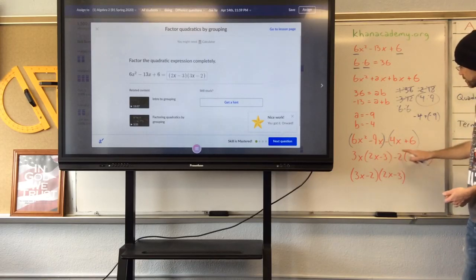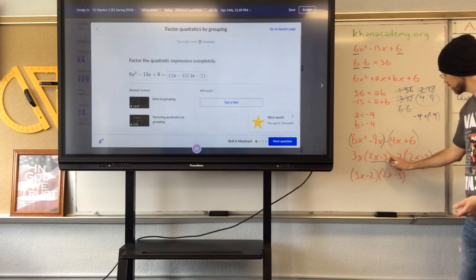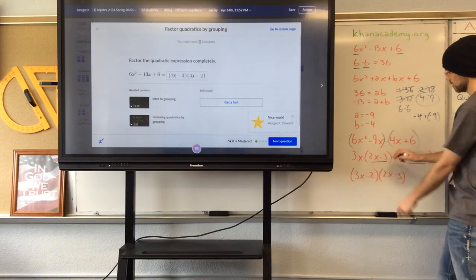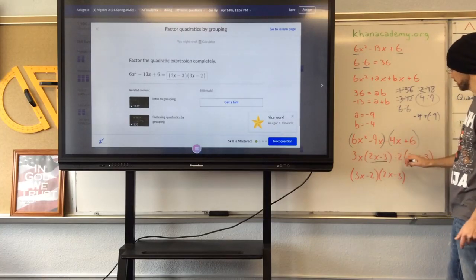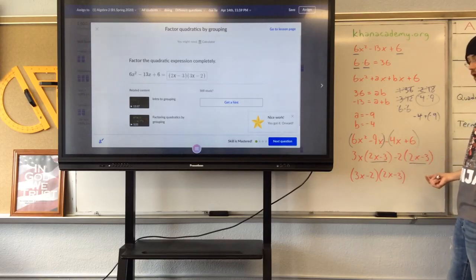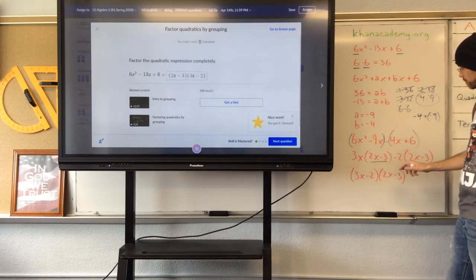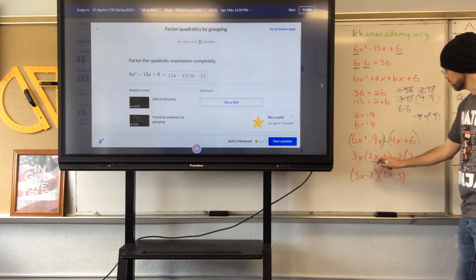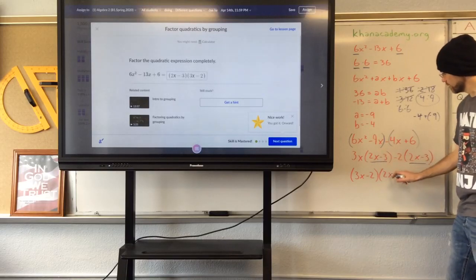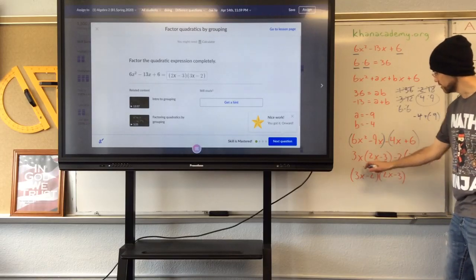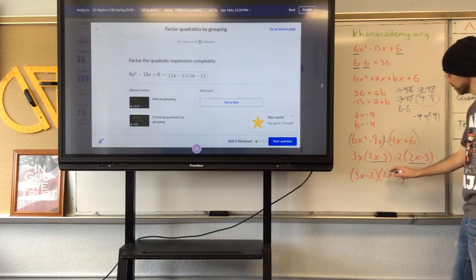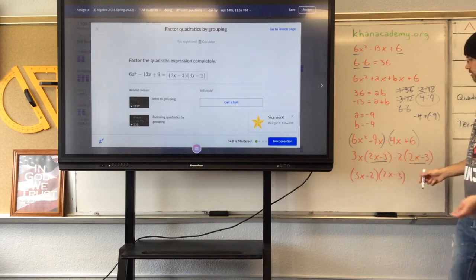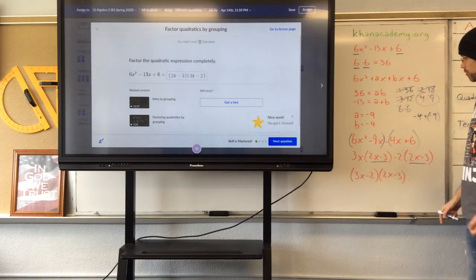And now that I have it written this way, you see that this binomial is a factor of both of these expressions, this one and this one. So I can use the distributive property to factor that out. I get 3x minus 2 here times that factor, right? This times 3x is here. And this binomial, which is this binomial, times negative 2 times negative 3. So that's how factoring by grouping works.